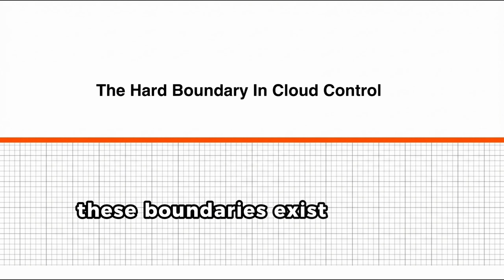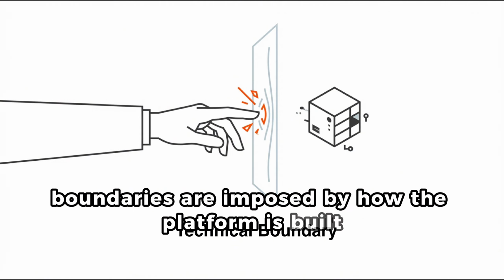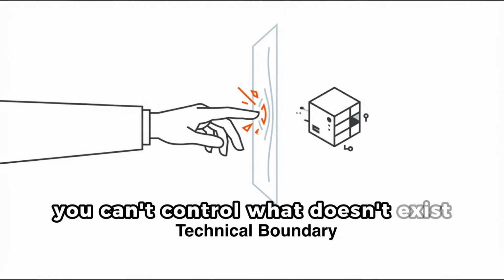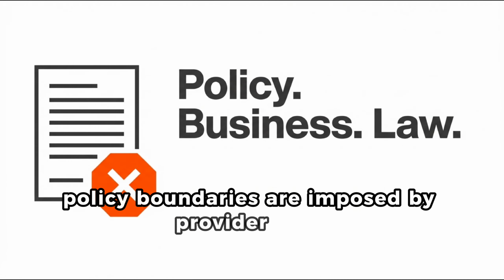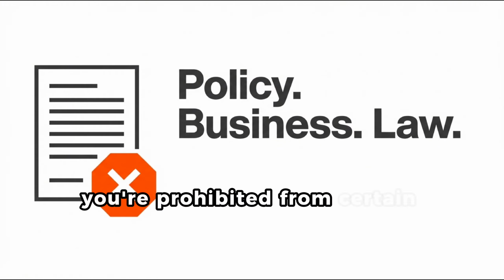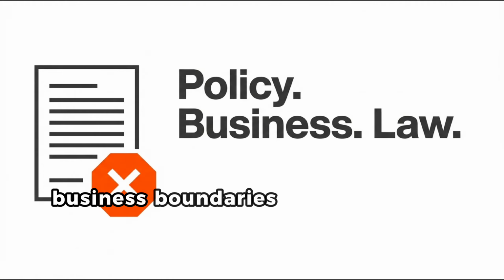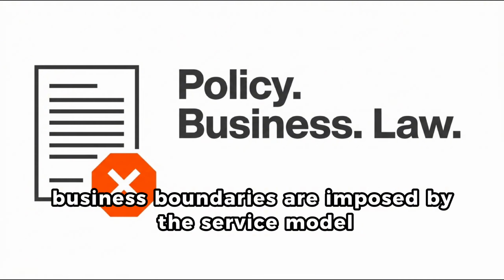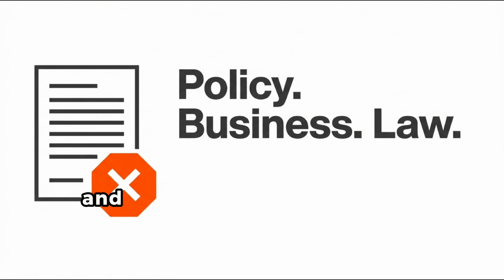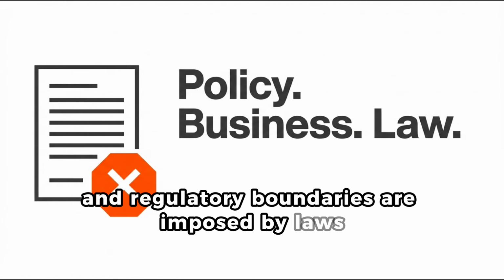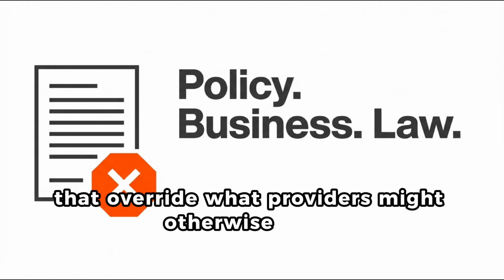These boundaries exist in layers. Technical boundaries are imposed by how the platform is built. You can't control what doesn't exist in your layer of abstraction. Policy boundaries are imposed by provider rules. You're prohibited from certain actions, even if technically possible. Business boundaries are imposed by the service model. Paying for IaaS gives you different boundaries than paying for SaaS. And regulatory boundaries are imposed by laws, data sovereignty rules that override what providers might otherwise allow.